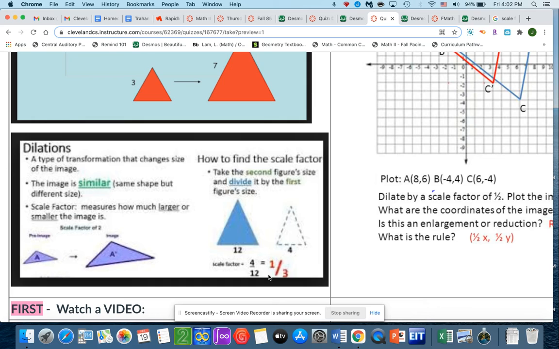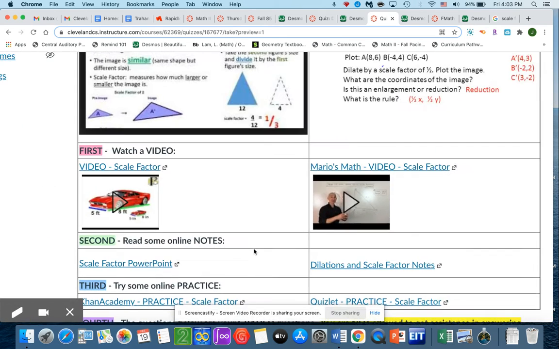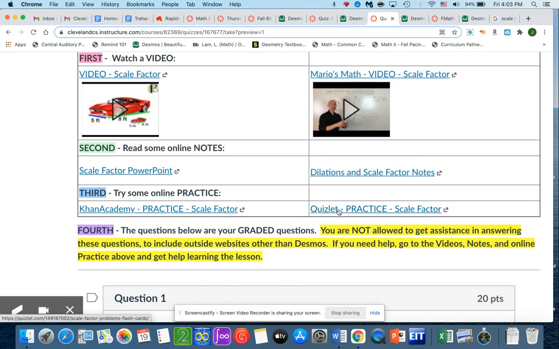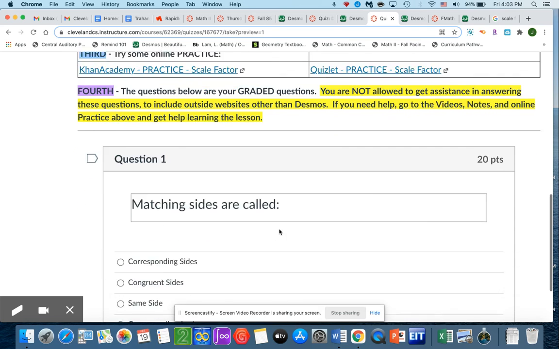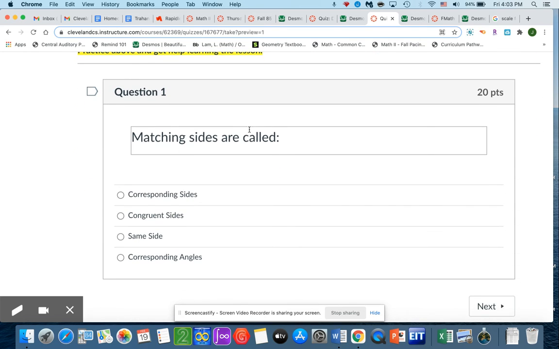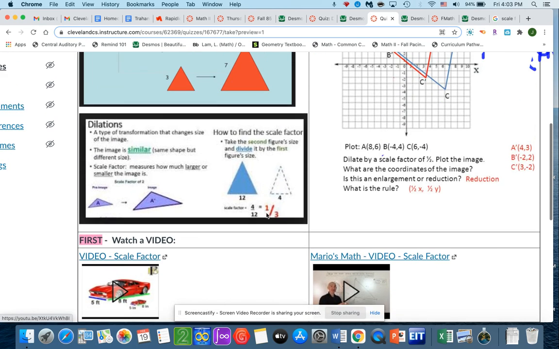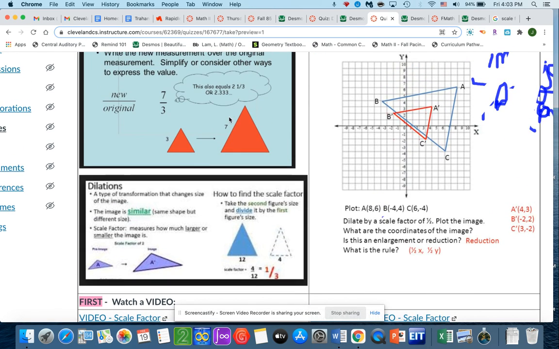If you have a negative scale factor, that just means reflection. You're just looking at the absolute value, the positive answer for the scale factor, to determine whether you've got an enlargement or a reduction. Let's see what else we can. You've got some videos here, you've got some practice, and you've got some notes. The first question asks about your matching sides. What are they called? So we talked about that before.